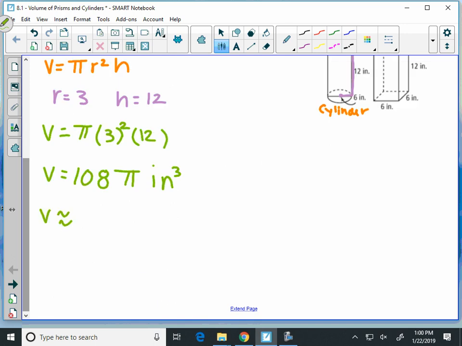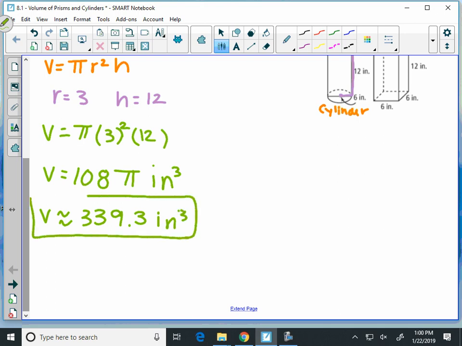Let's round our answer. So in your calculator, you're going to do 108 times pi and then round to the nearest tenth. What do we get? So 339.3 cubic inches, roughly. Okay, that's roughly what is in that cylinder. We plug this in our calculator. We did 3 squared times 12. And that gives us 108.